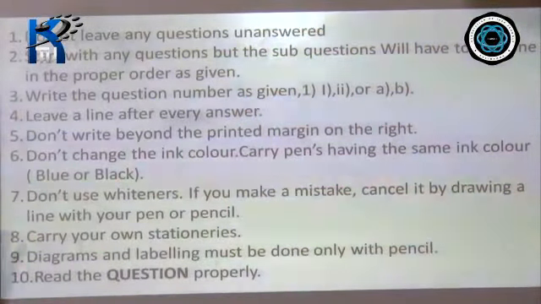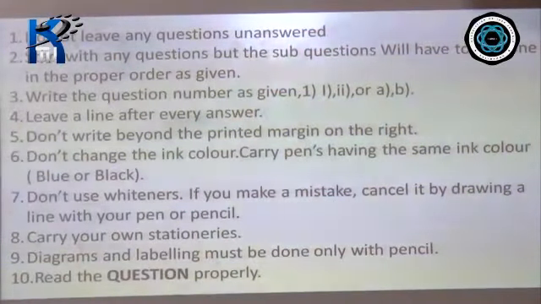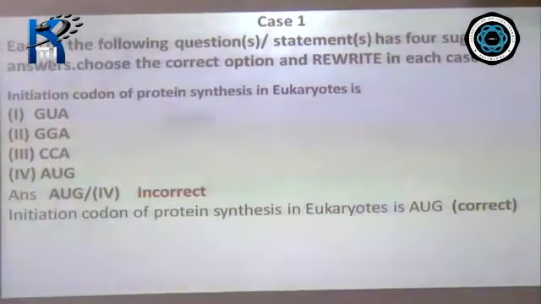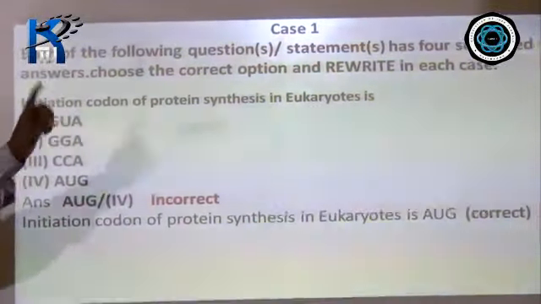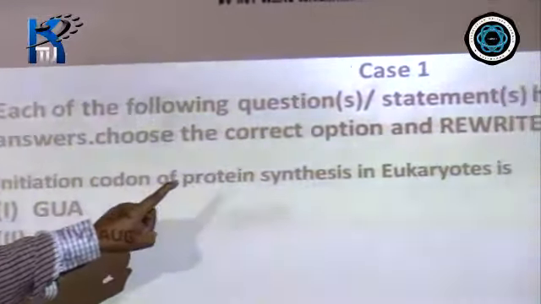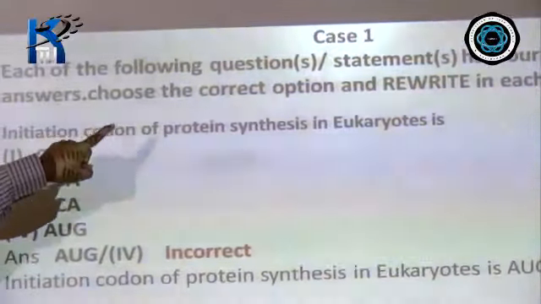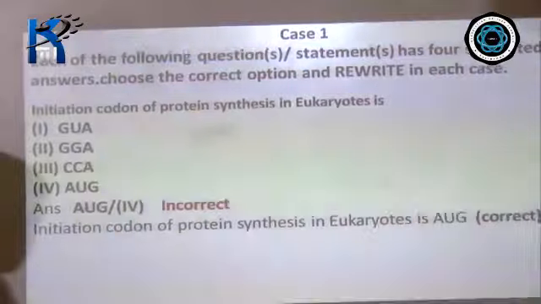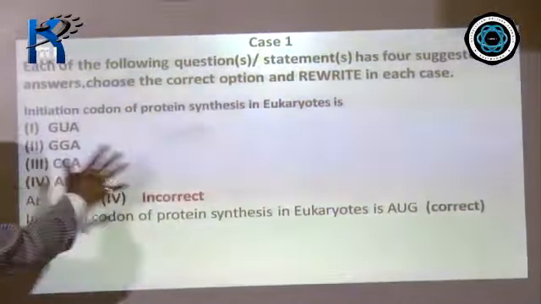For that, I have listed a few of the mistakes which students often make, and one by one I will be discussing them. First of all, case 1. In this case, you see, each of the following question statements has 4 suggested answers. Choose the correct option and rewrite in each case. First of all, up to here, only choose the correct option.